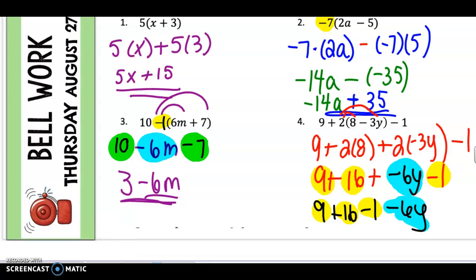Now we can use our calculator to combine these like terms. So 9 plus 16 is 25, minus 1 is 24. Again, you can just type this in the Desmos calculator. Do 9 plus 16 minus 1 and see what it gets you. And then we have to bring down the 6y, so minus 6y. And now we are completely simplified. No more like terms. We can't simplify anymore, and we are done.